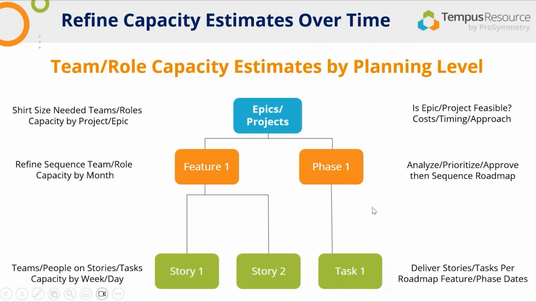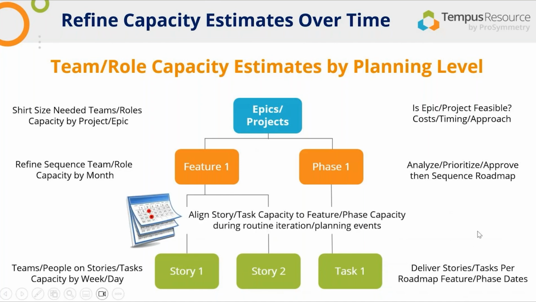Then, of course, you get down to the task level if you're talking projects, story level if you're talking epics, and that's where you're doing capacity by week and day, right? And that's all well and good. You're doing that typically on a quarterly basis.